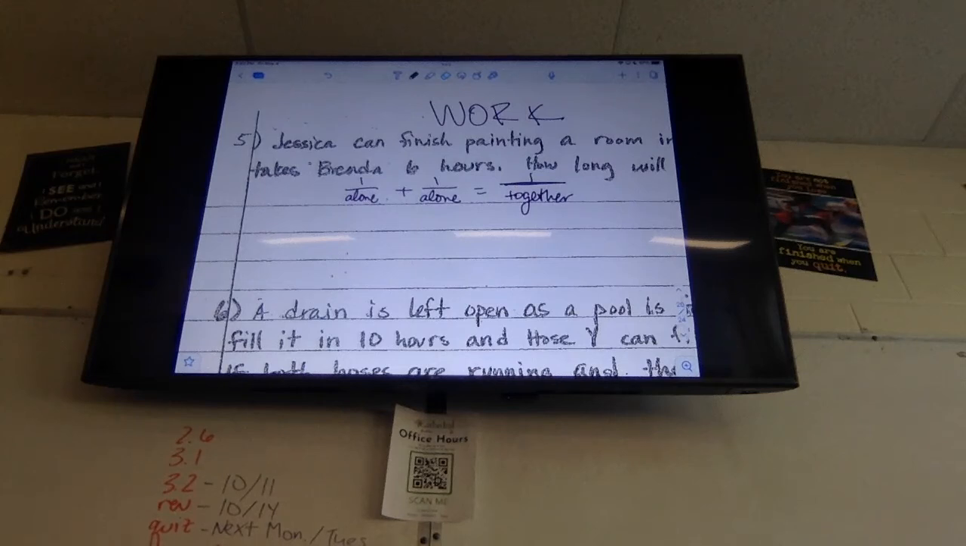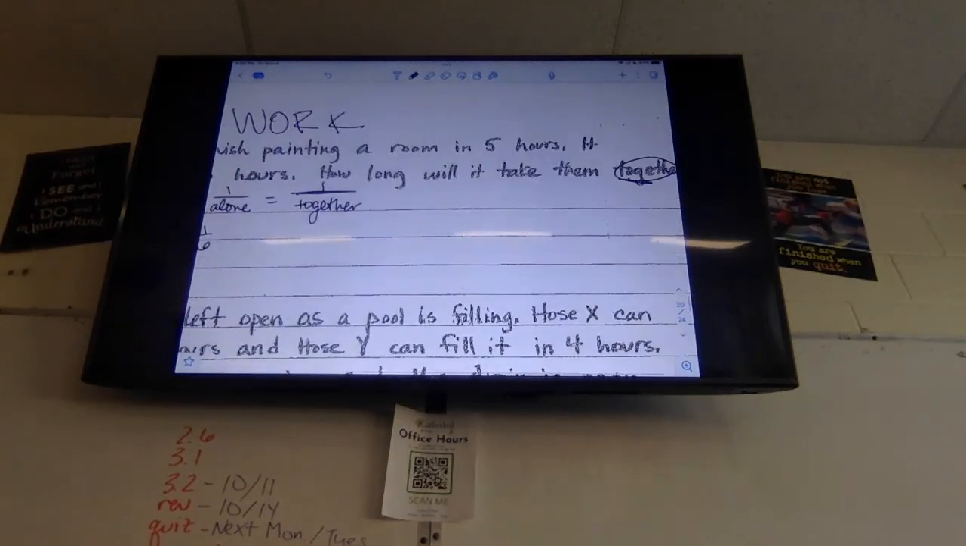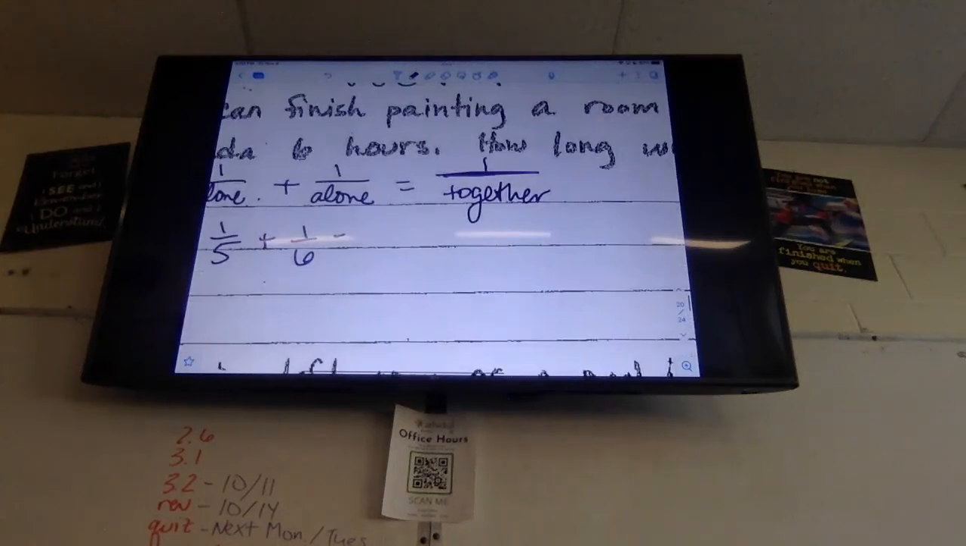So the first fraction represents Jessica. Jessica can paint a room in 5 hours, so we're going to represent that as 1 over 5, which makes sense. In 1 hour, she can get a fifth of the room painted. Brenda takes 6 hours though, so in 1 hour, she's going to have 1/6 of the room painted. We don't know how long it's going to take them if they do it together, so we're going to use an x to represent that. So we'll say that equals 1 over x.